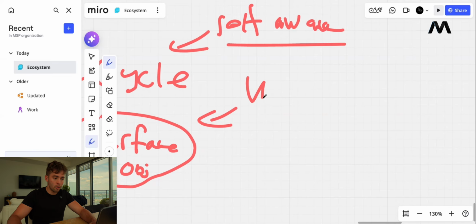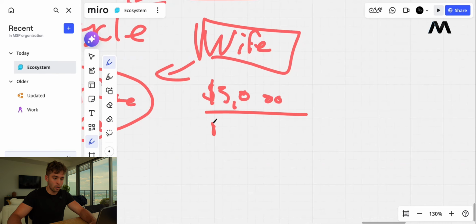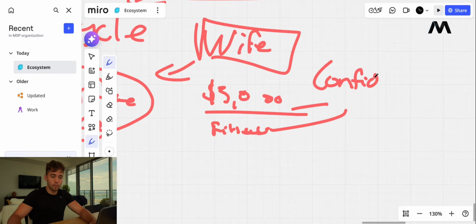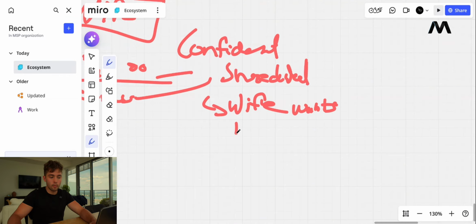So the cycle is somebody tells you that they need to talk to their wife, and you are selling a fitness coaching program that is $3,000 for this specific example. The more specific it is, the easier it is for you to map it out. $3,000 fitness, and the $3,000 program can help him become more confident and shred it. Okay? And he's also told you that his wife wants him in better shape.